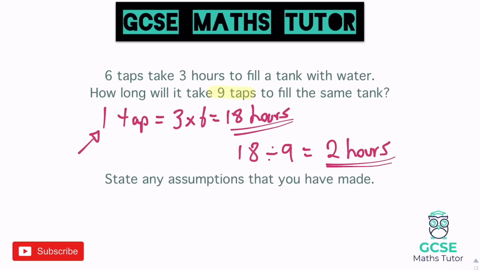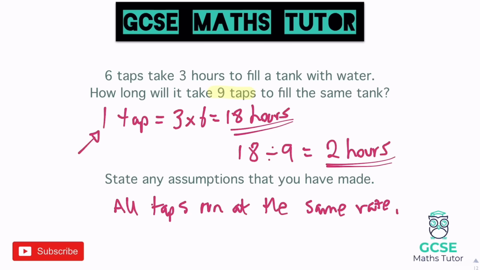or whatever this question's actually about normally. So it says state any assumptions that you've made. Well, I've assumed here that all these taps are running at the same rate. Okay, that's my assumption. All taps run at the same rate. There we go. So obviously in that original statement there, 6 taps take 3 hours, while one of those taps might be running a lot faster than the other, and that would change our answer. So we are assuming that all the taps are running at the same rate.